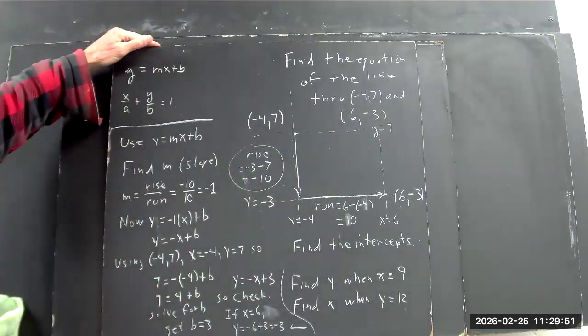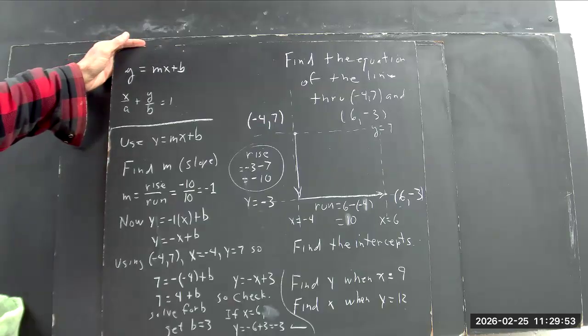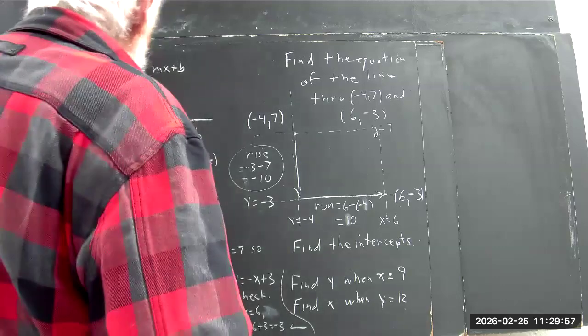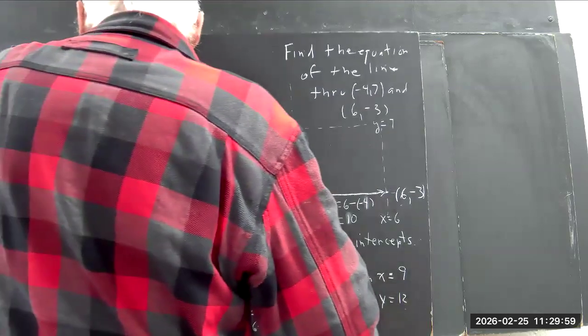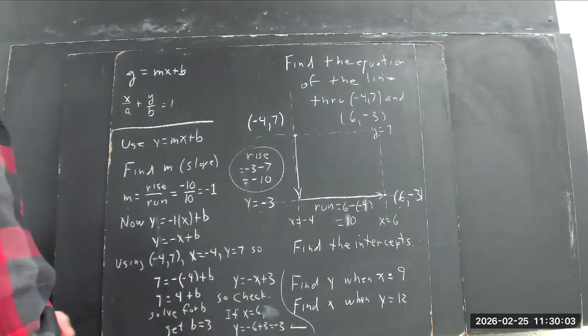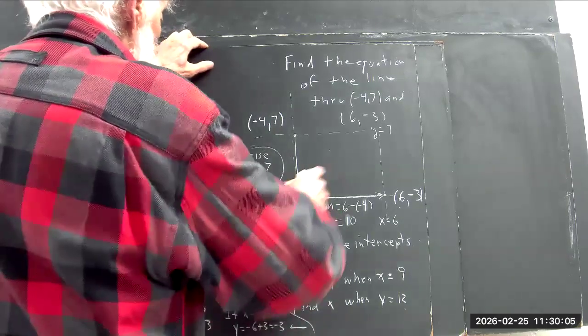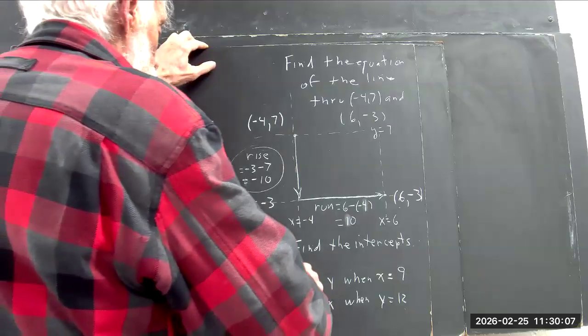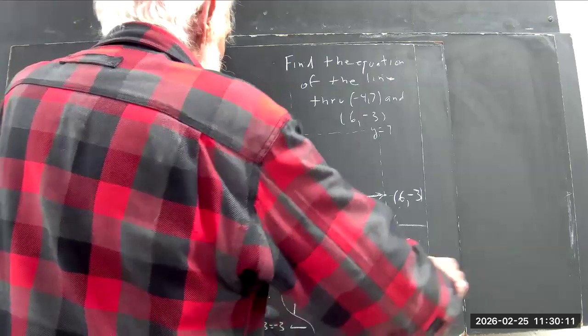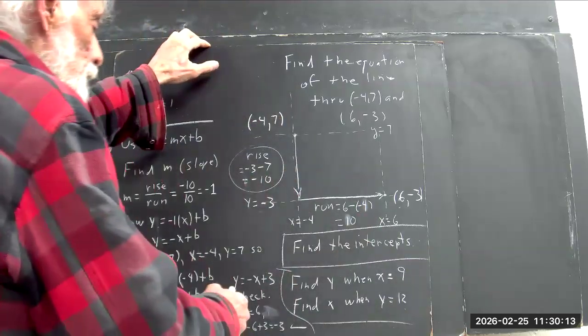And we talked about that last time. So you want to take a good look at what we did. Okay, now we're going to use this equation. We're going to do several things with it. The first thing we're going to do is what I asked you. Find the intercepts. Find y when x equals 9. Find x when y equals 12.